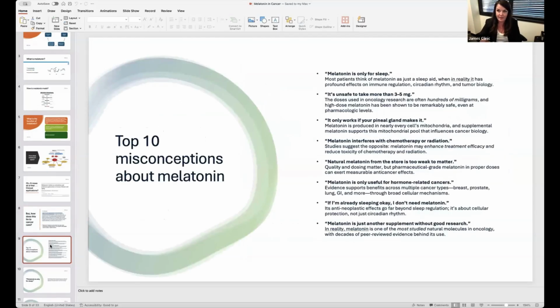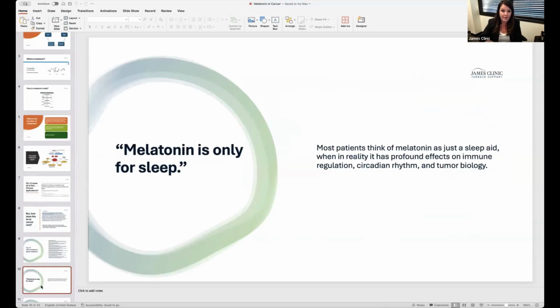So I want to break into the top 10 misconceptions about melatonin. I think I've heard every one of these from different patients. So we'll start. Melatonin is only for sleep. As I've established, it's actually a really good antioxidant. So we just need to shift how we think about that.